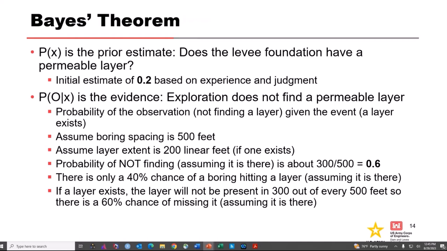So what's the probability that we would not have found a permeable layer given that it's there, based on our exploration program? If we're drilling every 500 feet and the layer is only 200 feet in size, there's about a 60% chance that we're not going to hit it, right? Our borings are going to miss it. With the numbers given here, you can calculate that explicitly. Oftentimes in practice, this would be another probability you'd have to estimate by judgment. But there's only a 40% chance we'll find it if it's there, and there's a 60% chance we're going to miss it. So that gives us this other term in Bayes' theorem.